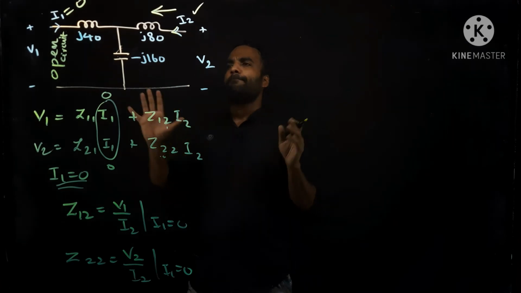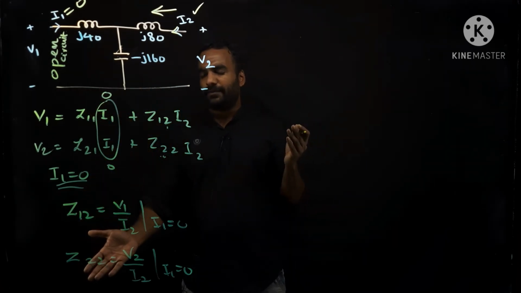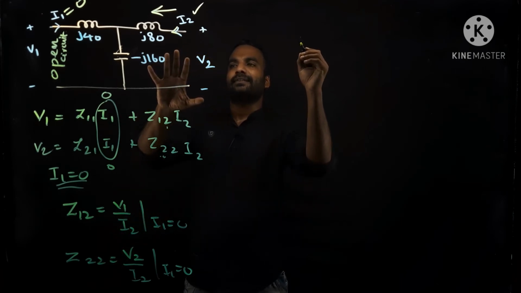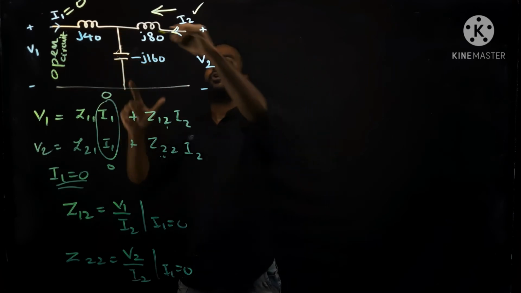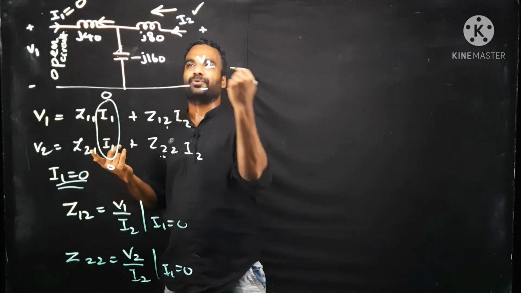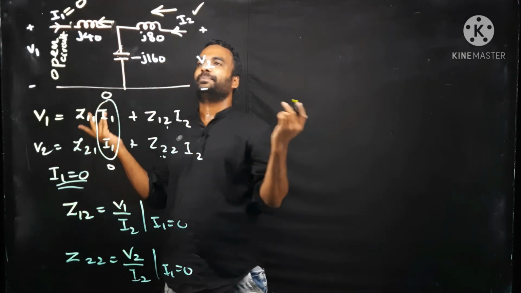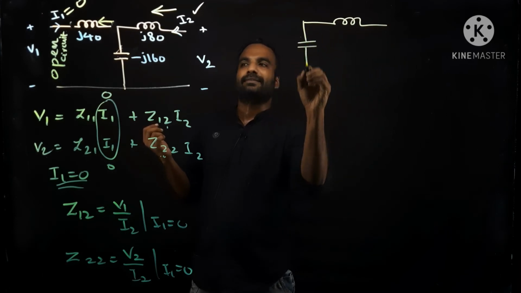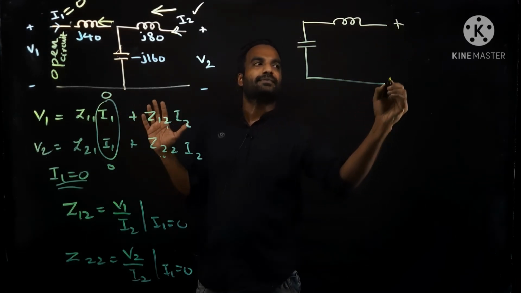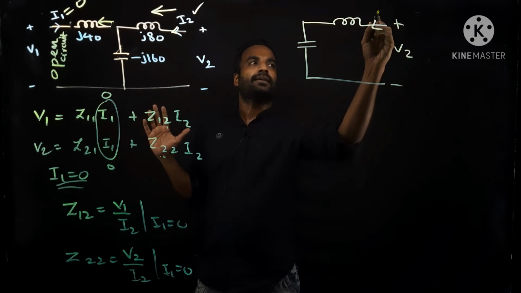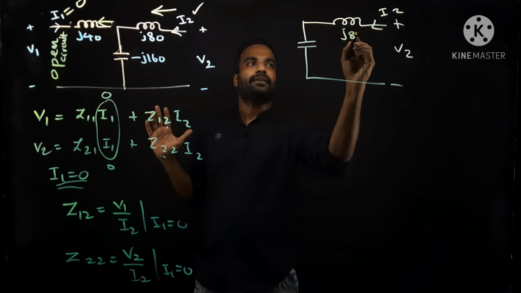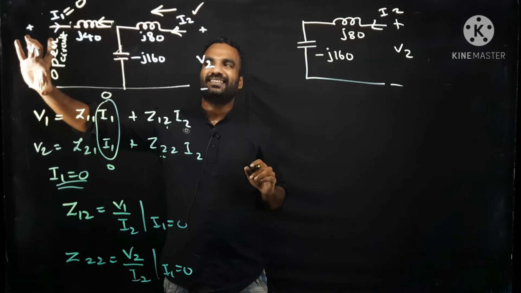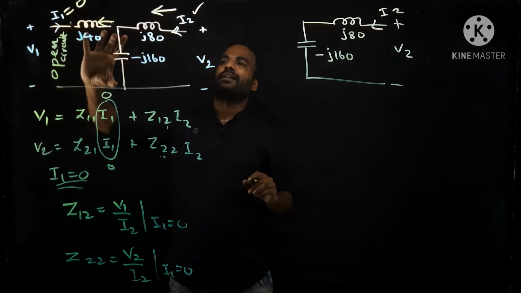Now, first of all I would like to find Z22. Z22 is nothing but, now it is a simple circuit because current is not passing to this area, as this is open circuit, so it is meaningless. I can redraw the circuit as a very simple circuit like this. Plus is here, minus is here, this is the V2 and this is the I2, and we have J80 and minus J160. But V1 is here, voltage is here. This same voltage will appear across these terminals. Why?